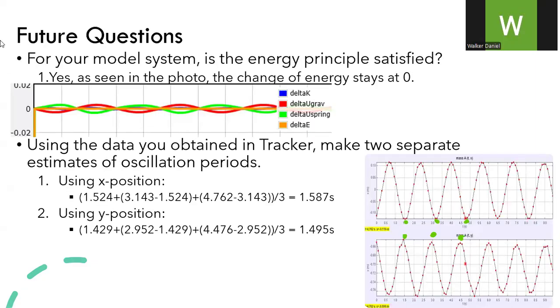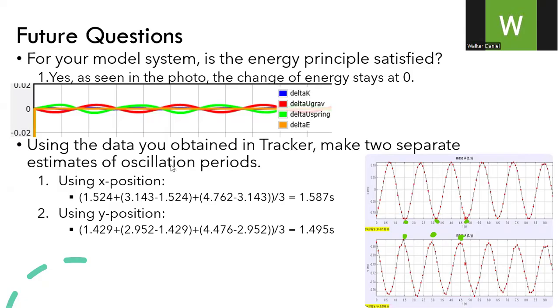Here are my final questions and future discussions. First is, for your model system, is the energy principle satisfied? And yes, it is. As you can see in the photo, the energy change stays at zero, so nothing is created nor destroyed. It all is inverse to each other, and everything cancels out.